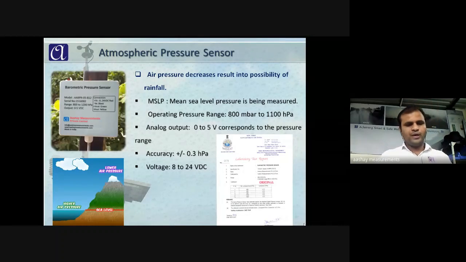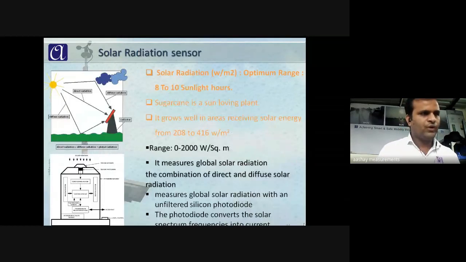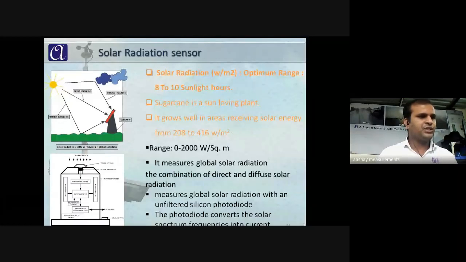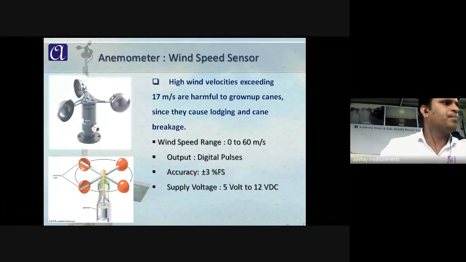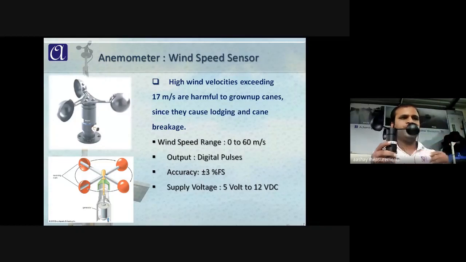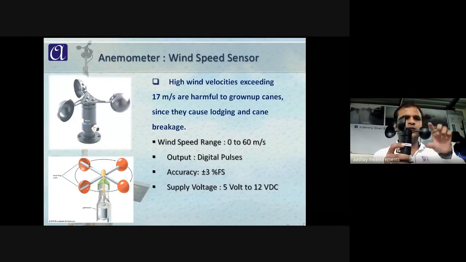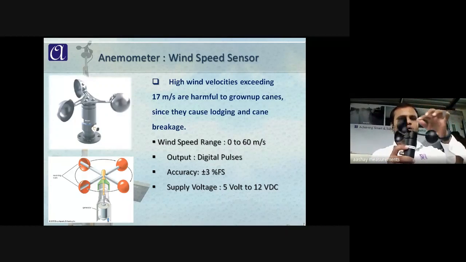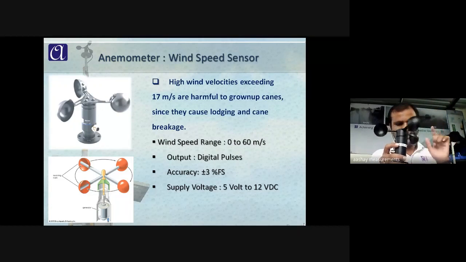The next is the solar radiation sensor. We call it a pyranometer. This pyranometer measures the solar radiation received from the sun. This is an important sensor, as plant growth depends on solar radiation. And then the next sensor is the wind speed sensor. We call it a cup anemometer. You can see the three cups there, and they move as per the rate of the wind speed.